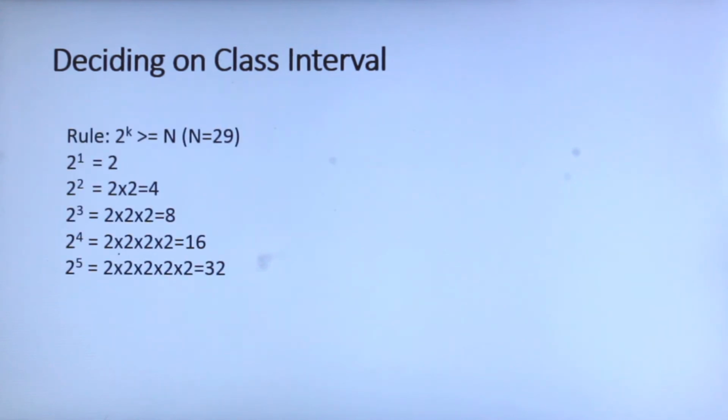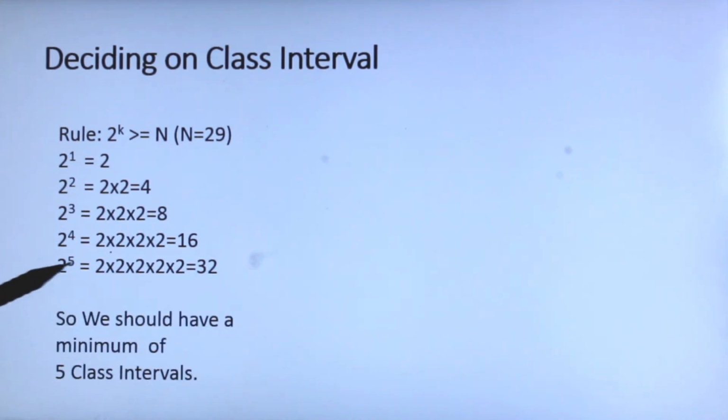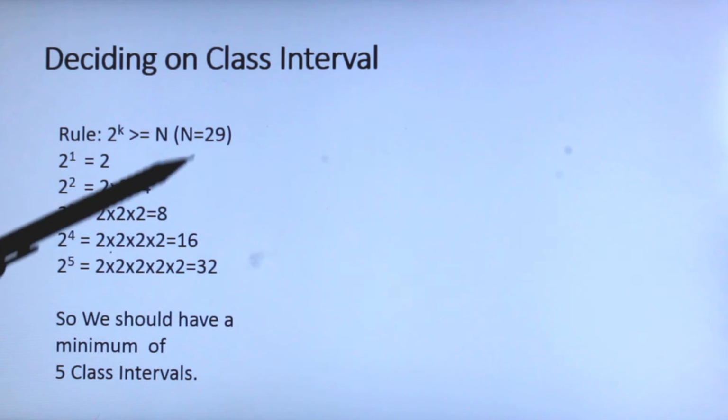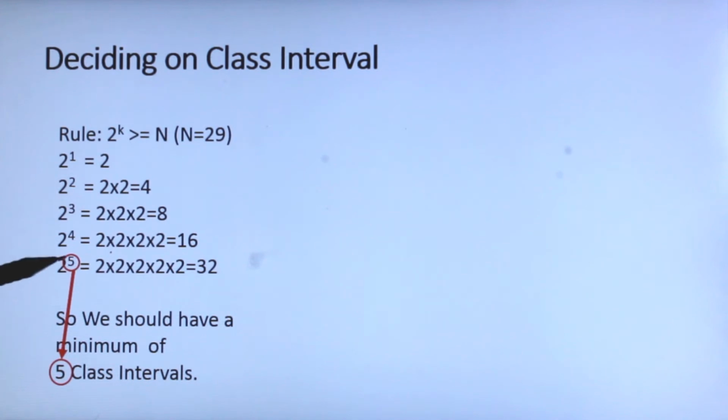We saw the rule is 2 to the power k should be greater than or equal to n. Now in our example, the number of employees in the organization is 29, so n is equal to 29. So you start substituting the value of k as 1. So you get 2 to the power of 1 is 2. So you get 2 to the power of 5, which is 32, just greater than 29. So we should have a minimum of 5 class intervals.